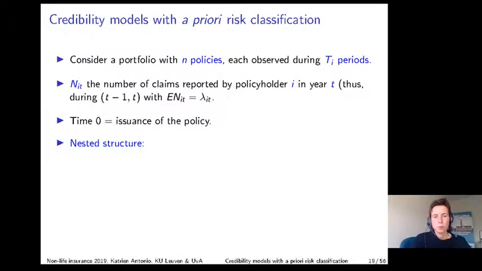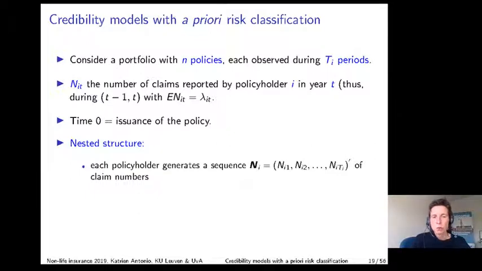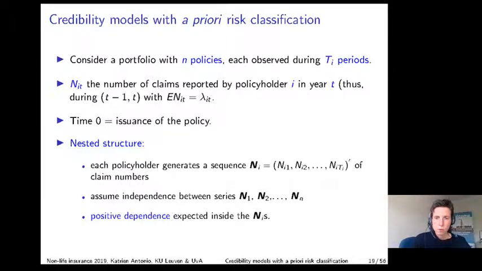Putting these things together, we have the following nested structure. Each policyholder or contract i generates a sequence N_i with the claim numbers registered in period 1 up to T_i. We assume independence between the different contracts, whereas positive dependence is expected within a vector N_i. That is, the number of claims reported by policyholder i during a certain period is expected to reveal positive dependence with the number of claims reported by the same policyholder during a different time period.